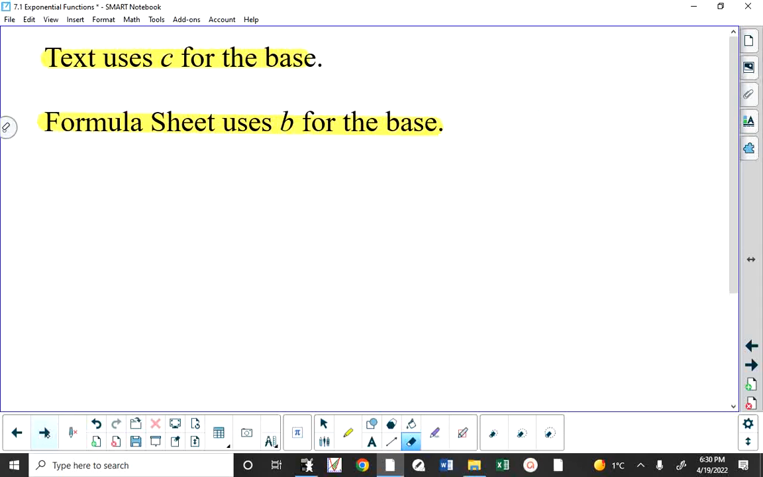All right. Just a note here, the textbook uses the letter C for base. Your formula sheet is going to use B for base. You have to be adaptable and use whatever letter you feel most comfortable using. I don't like really using B for base because B is a parameter in translations. It has to do with horizontal stretches and reflections.